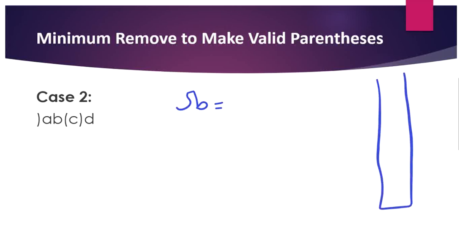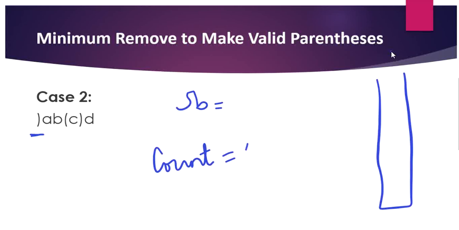So again our stack is going to hold the open parenthesis indexes and pop if it encounters a close parenthesis. In this case, the first character itself is a close parenthesis, so we cannot pop something from a stack because our stack is empty. So now we are going to have a counter of extra close parentheses every time we encounter a close parenthesis and the stack is empty.